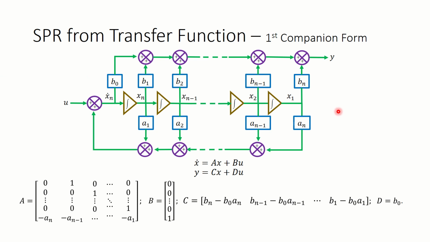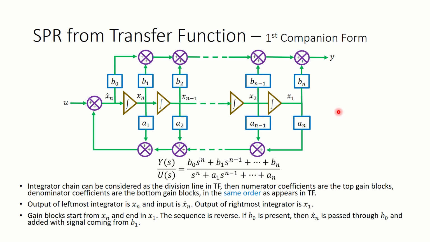So that is about the first companion form, and there are some remarks you can go through. This is some observation I had made. So one can consider this integrator chain.